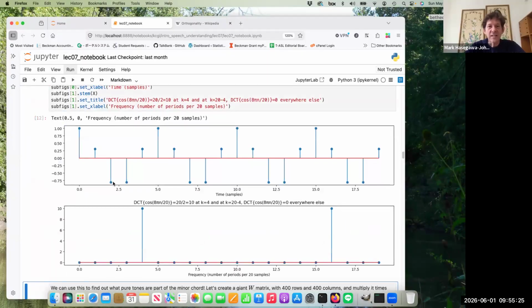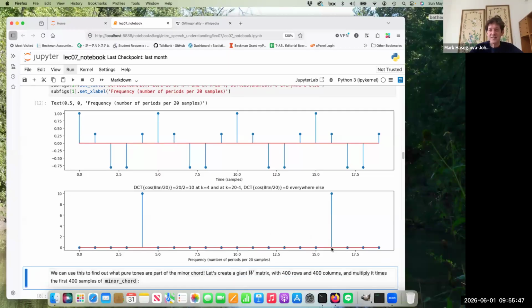All right. So here we have x of n in time. It has 4 complete periods in 20 samples. And here we have capital X in frequency. And you can see that the discrete cosine transform picked out exactly that the input has sound at 4 cycles per 20 samples, and it has information at 16 cycles per 20 samples, because 4 and 16 look the same when it's sampled. This aliasing over here at 16 is exactly the same thing as 4. That's how we're going to analyze the major and the minor chord.